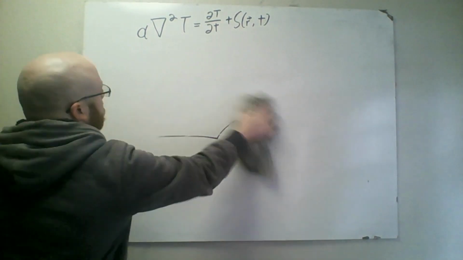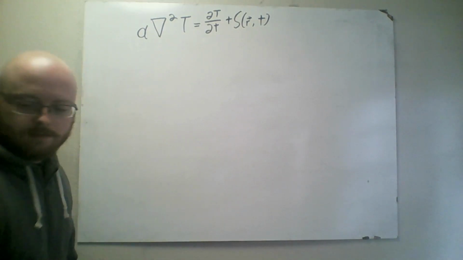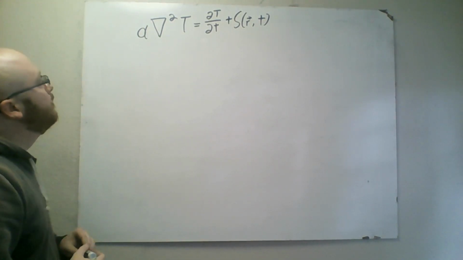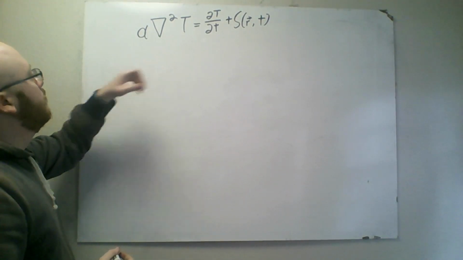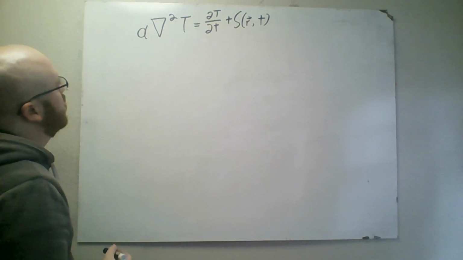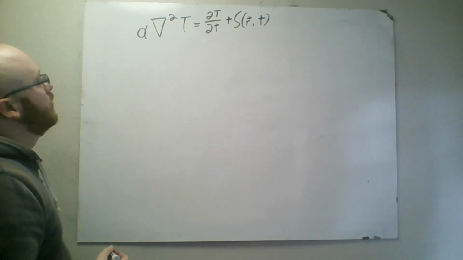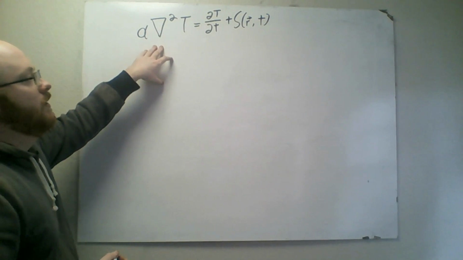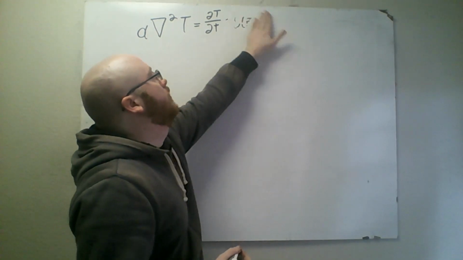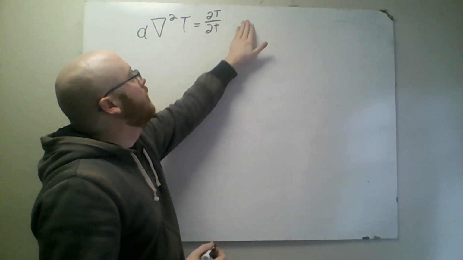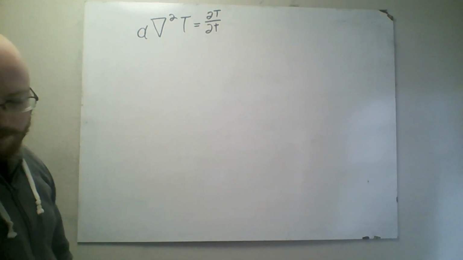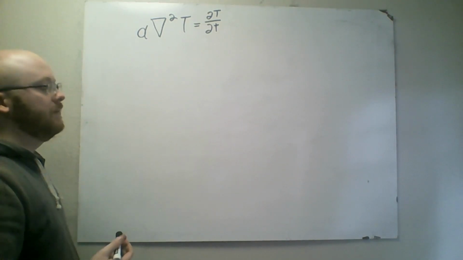Anyway, moving on a bit. So now, what we're going to want to do is convert this to one dimension. First off, we're going to drop the source term because it's just annoying. You can have it if you want, but we won't need it.